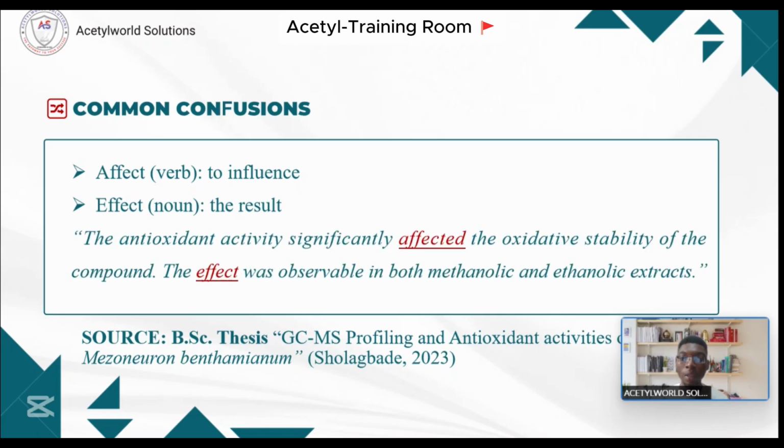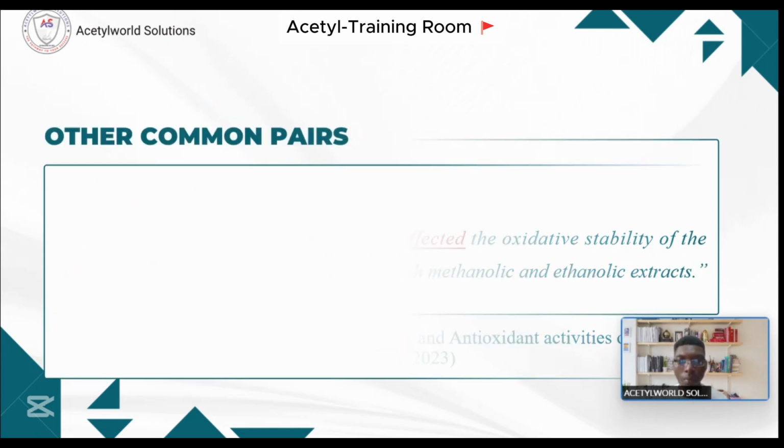You understand? Take for instance, the antioxidant activity significantly affected the oxidative stability of the compound. The effect was observed in both methanolic and ethanolic what? Extract. You can see now. So if you put effect where affected should be and you put affected where effect should be, the story has been changed and you've lost the real meaning of the story.